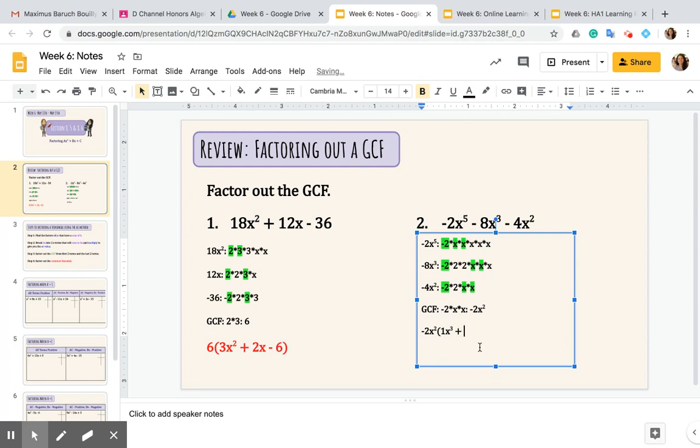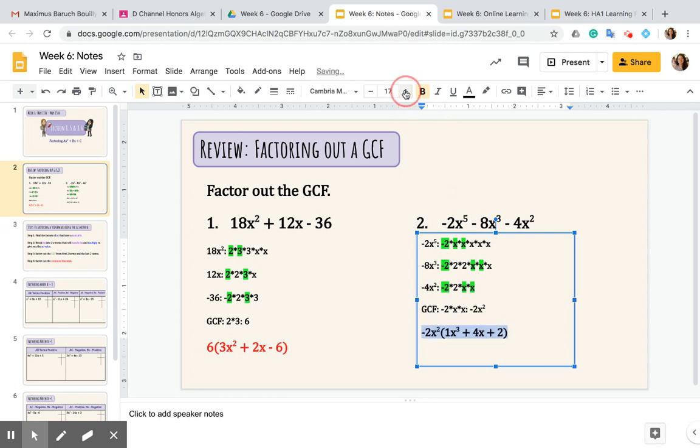Next term has to be positive because the negatives cancel. 8 divided by 2 is going to give me the 4. X cubed divided by x squared. If I subtract the exponents, that's just going to be an x. 4 divided by 2. Again, the negatives cancel to give me a positive. 4 divided by 2 gives me 2. And x squared divided by x squared gives me 1. Or x to the power 0, which ends up equaling 1, if you might recall.